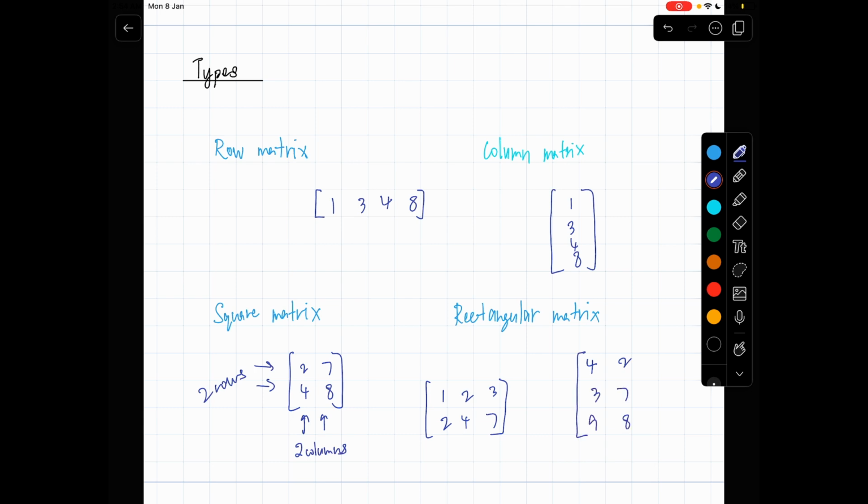If you're wondering what these numbers are, I have no idea as well. These are just random numbers. And that's it. These are the 4 types of matrices that you have to know.